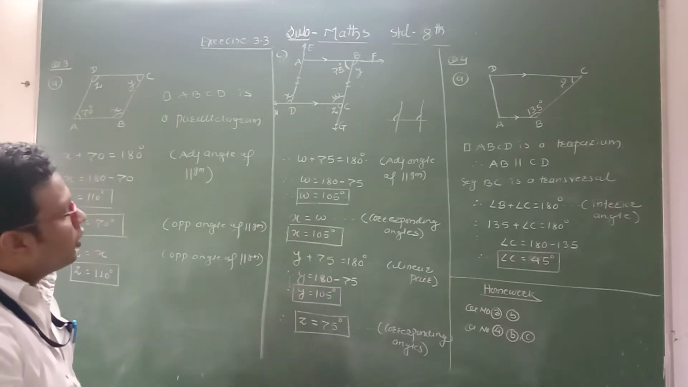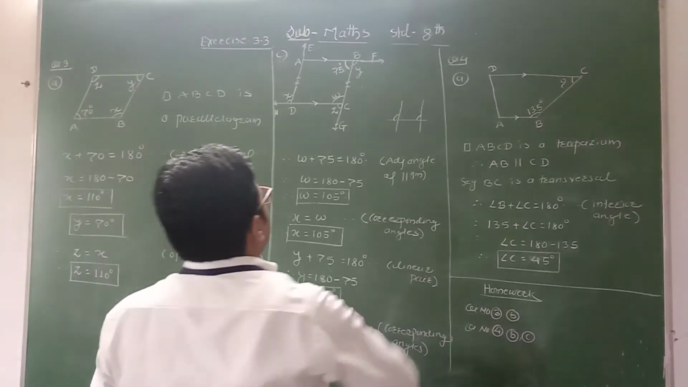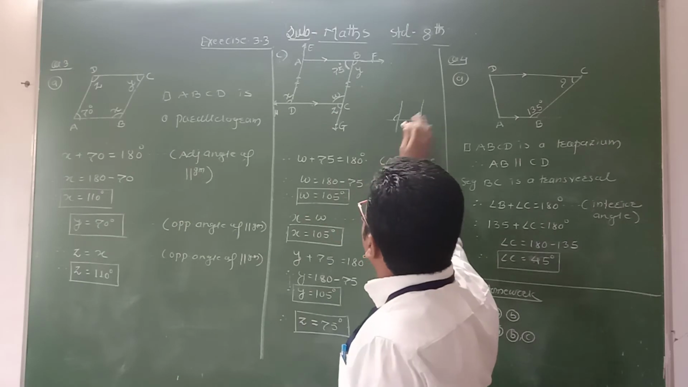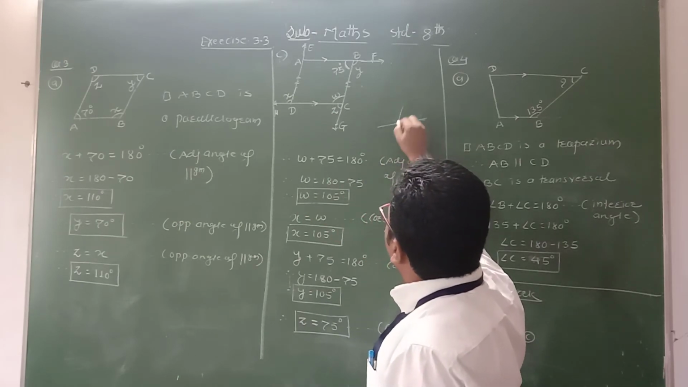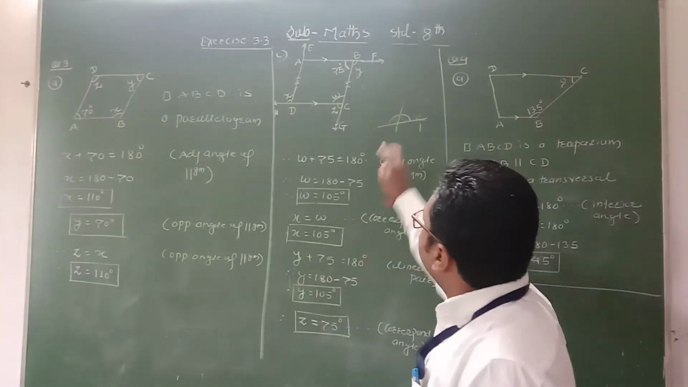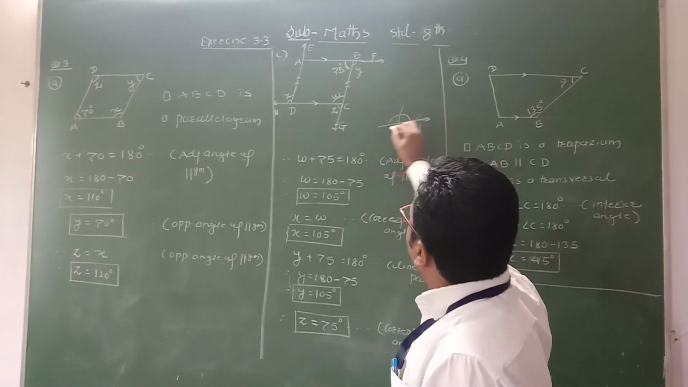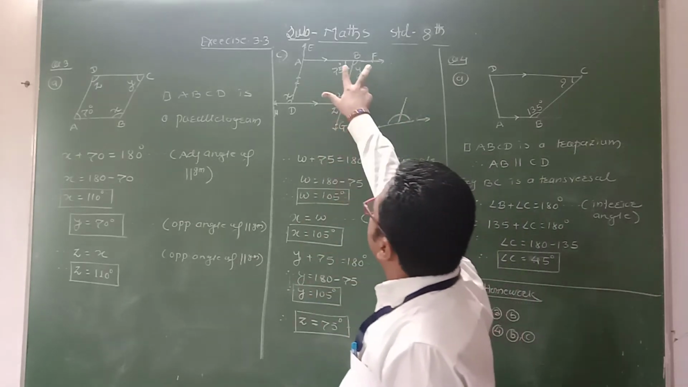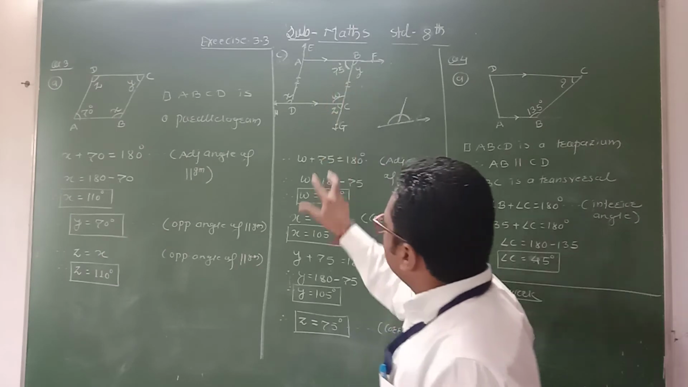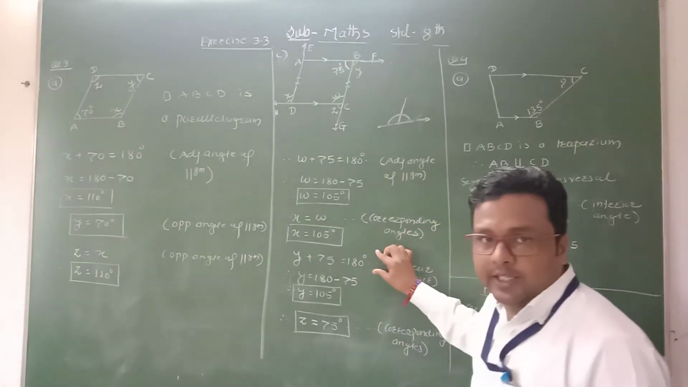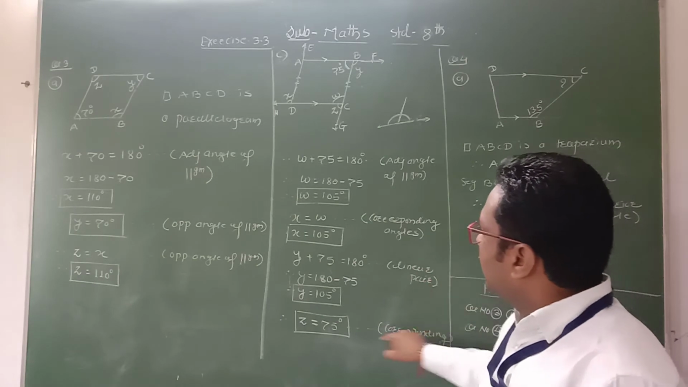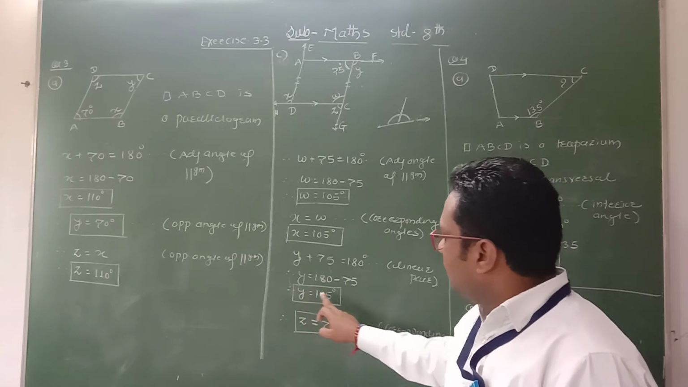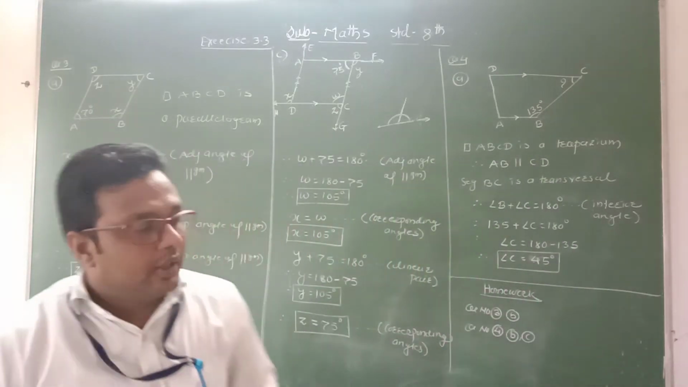Clear? Then see, to find out the value of Y, can we relate the Y with 75? Yes, Y and 75 are a linear pair. The angles formed on one straight line, this is called a linear pair. Adjacent angles on the same line, this is called a what? Linear pair. Therefore the sum of these two angles is equal to what? 180 degrees. Therefore Y plus 75 is 180 degrees. Y is equal to 180 minus 75. Y is equal to 105 degrees. In this way here we get the value of Y.